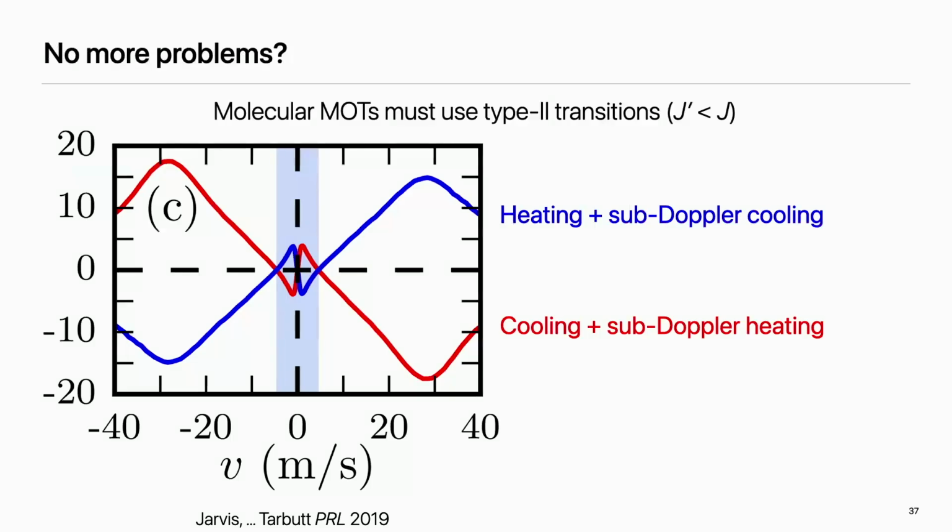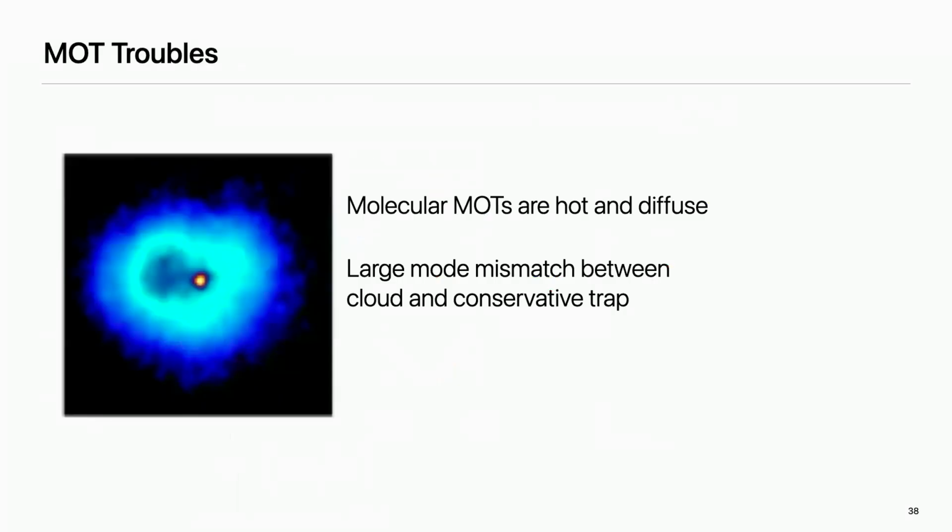What this means is, for atoms, you can use a type 1 transition and have cooling and sub-Doppler cooling, right? But with a molecule, you're going to have this sub-Doppler heating. That's going to mean that your MOT is actually quite hot and diffuse. So this is a picture of a dipole trap, or conservative trap, overlaid with the MOT. And so the limitation on loading is basically entirely a mode mismatch issue, where your molecule's just not seeing the trap.